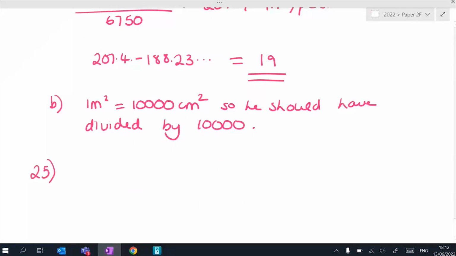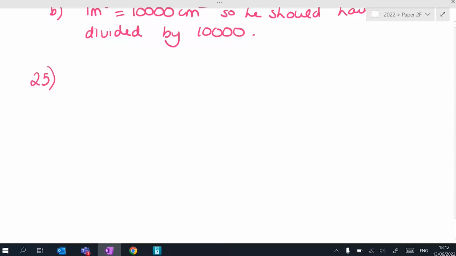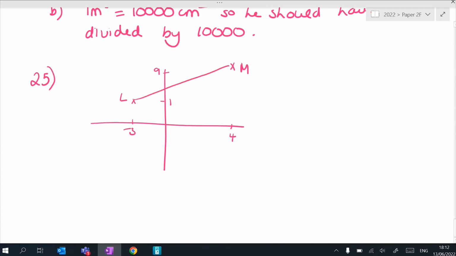Question 25 is easiest if you sketch a quick diagram. Okay, so just put roughly where the points are. So we've got -3, 1. We've got -4, 9. I'm going to join up LM to make a little triangle.